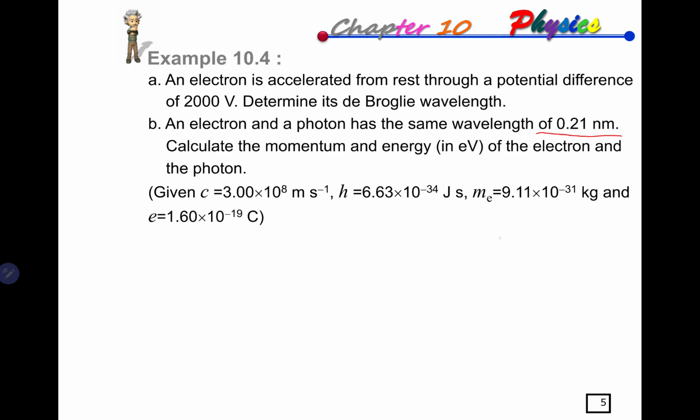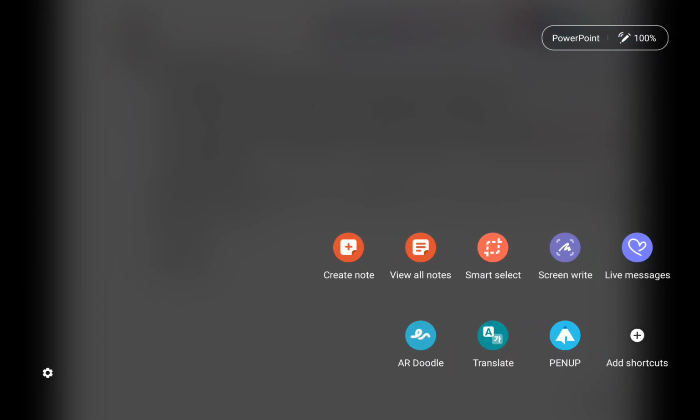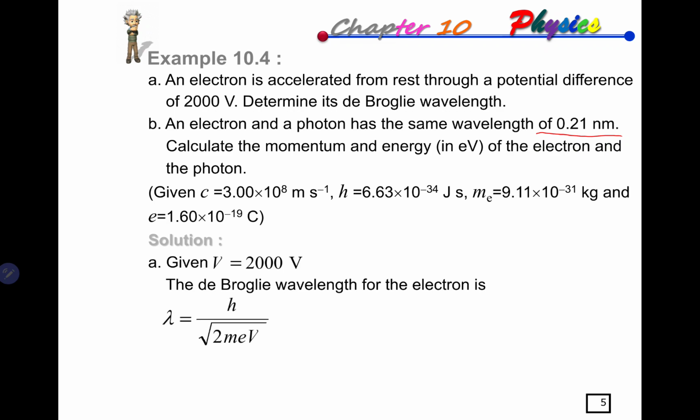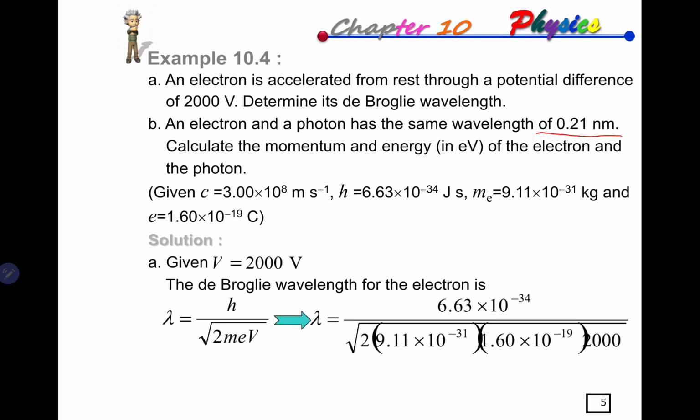Here the mass of the electron, the charge of the electron, c and h are given. For the solution, based on the given information, we can apply it into the equation, where eV is equivalent to the kinetic energy. V is the potential. Then determine the value of lambda, which will be the de Broglie wavelength.